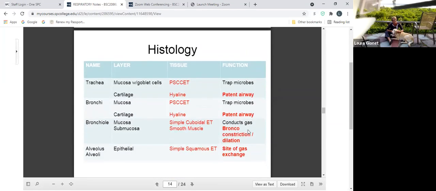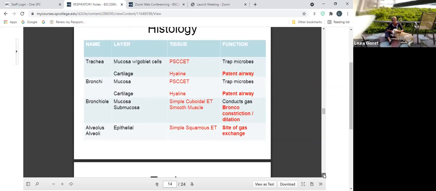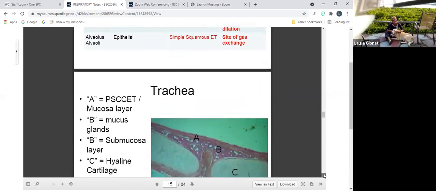So this compares in a little chart the histology. Over to the left-hand side, we have the trachea, bronchi, bronchiole, alveolus or alveoli. Then we go, okay, the layers, the tissue found there, the functions over in red, in chart form. And then you can either study it that way or fill in those exercises and then study from it.